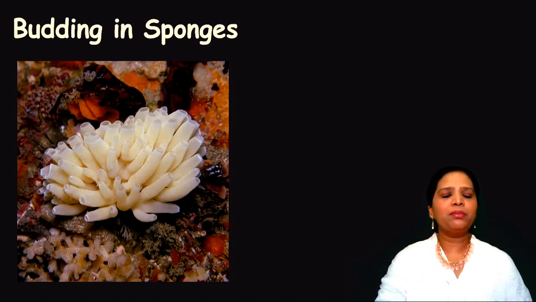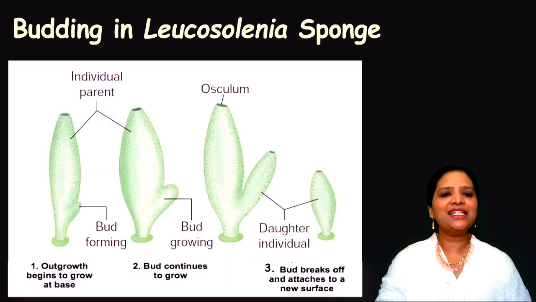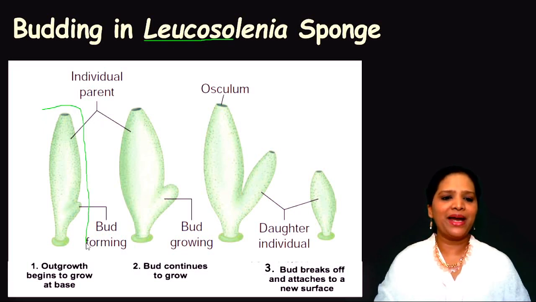Another example for the budding method of reproduction is sponges. One peculiar species is Leucosolenia. This is a species of marine sponge where you see this individual parent cell. This parent cell starts an outgrowth and begins to grow at the base here, and it forms a bud.